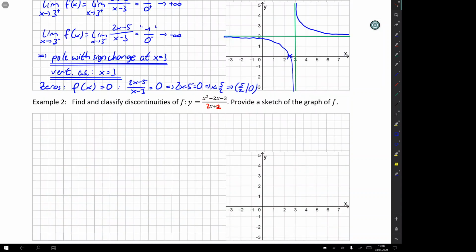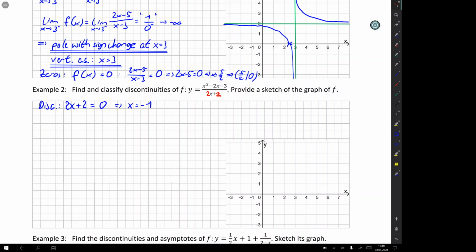In example 2, let us find and classify the discontinuities of this function here. So find the discontinuity, stop the film, and here comes the solution. Well, we find the discontinuity by setting 2x plus 2 equal to 0, and we get x equals minus 1. So now we need to inspect the behavior of the function near x equals minus 1. Do that on your own, stop the film, and here comes the solution.